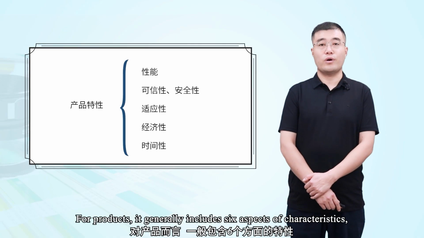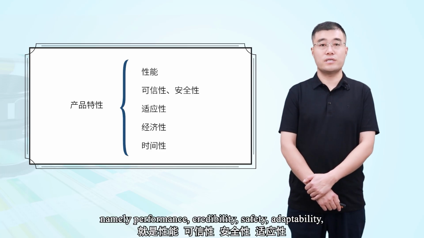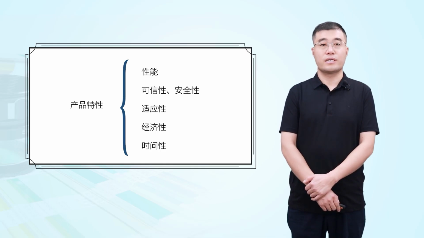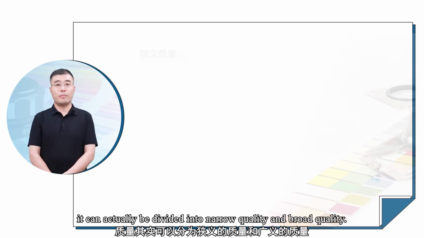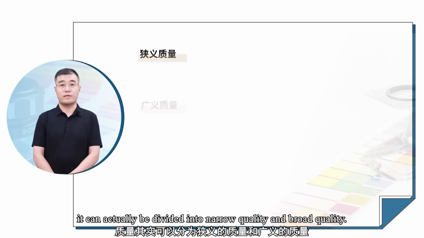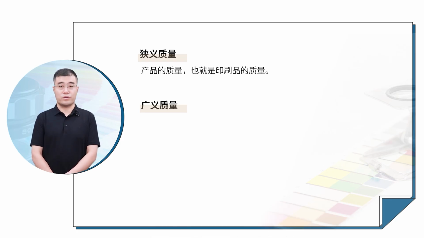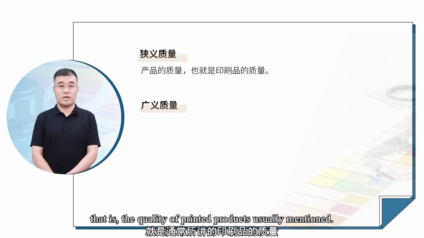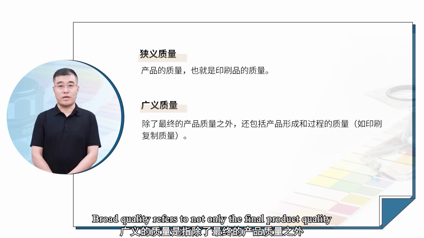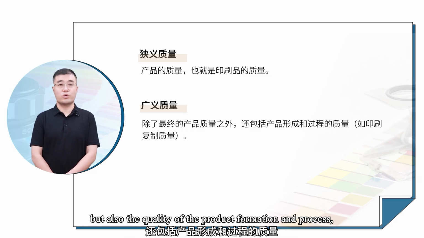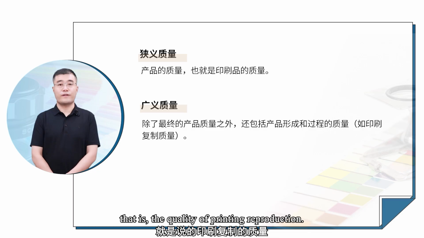For products, it generally includes 6 aspects of characteristics, namely performance, credibility, safety, adaptability, economy, and timeliness. Regarding quality, it can actually be divided into narrow quality and broad quality. Narrow quality refers to product quality, that is, the quality of printed products usually mentioned. Broad quality refers to not only the final product quality, but also the quality of the product formation and process. That is, the quality of printing reproduction.